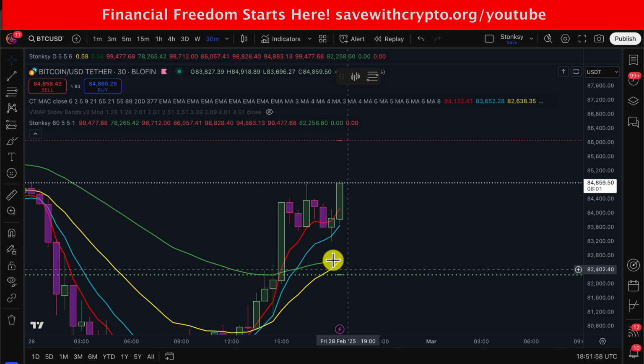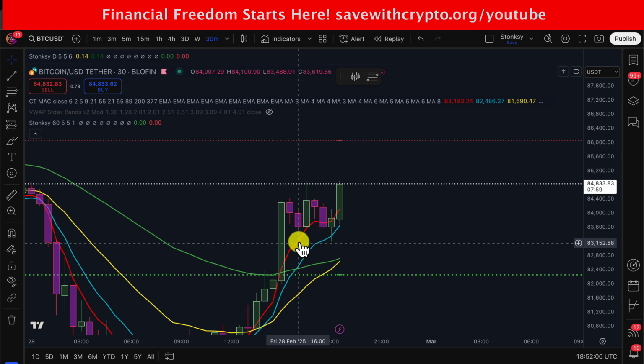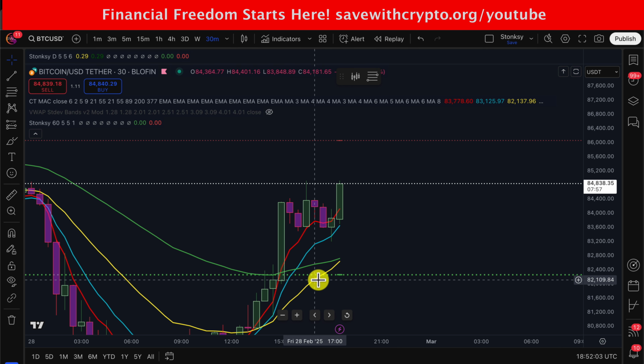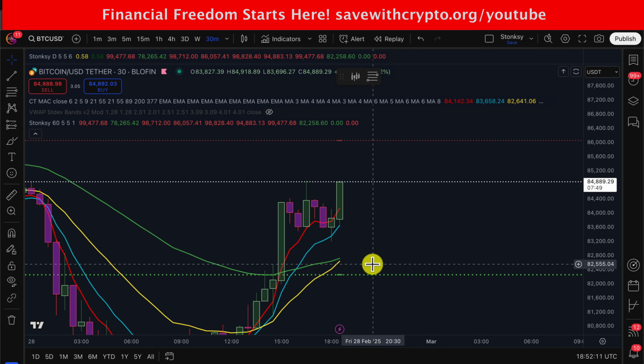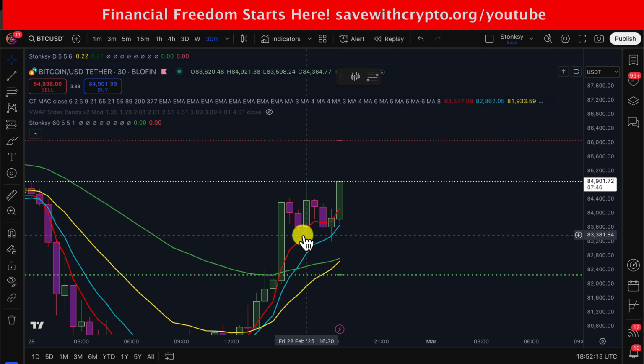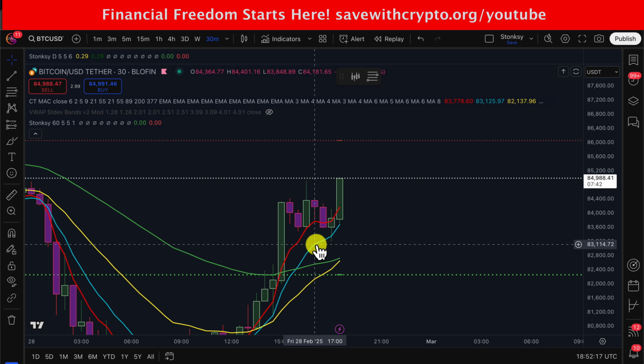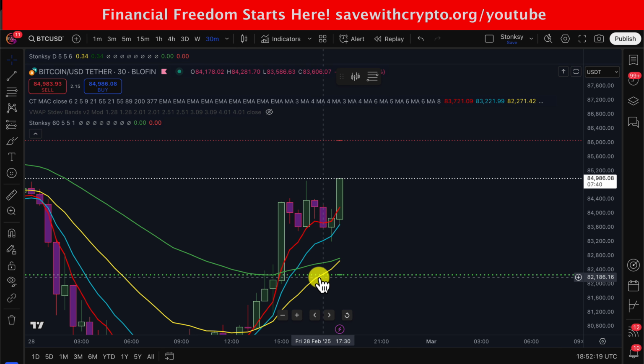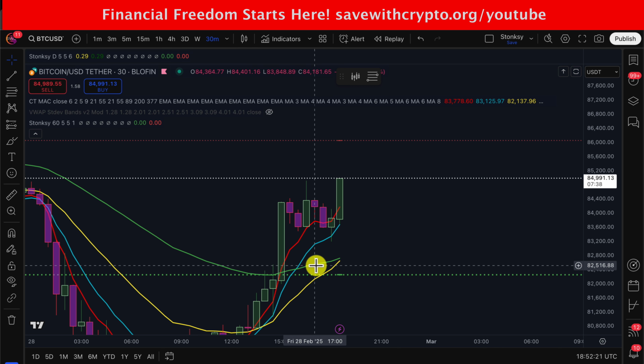So what we've got here is the cyan, red, green, yellow lines. Now, the red one is a 5 EMA, an exponential moving average. The cyan is a 9 EMA. The yellow is a 21 EMA and the green is a 55 EMA.